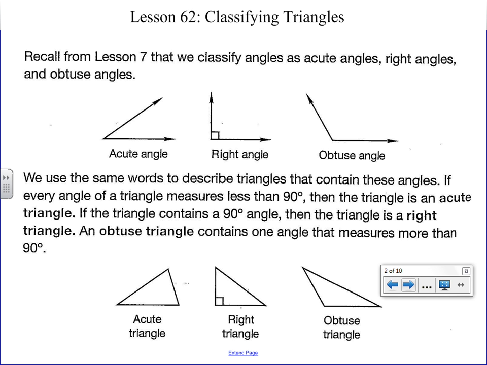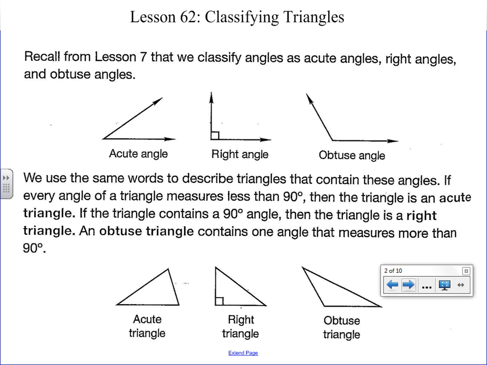What we're talking about today is lesson 62, classifying triangles. Recall from lesson 7 that we classify angles as acute, right, and obtuse. Remember that an acute angle is between 0 and 90 degrees, a right angle is equal to 90 degrees, and an obtuse angle is greater than 90 but less than 180. We use the same words to describe triangles that contain these angles.